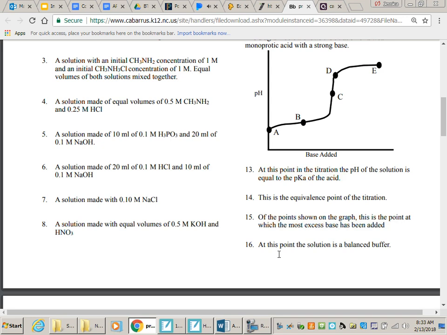This is the equivalence point of the titration. C, one of the points on the titration or on the graph. This is the point at which there's the most excess base that has been added. The most excess base? E, right? Because D is excess base, but the most excess base would be E. At this point the solution is a balanced buffer?